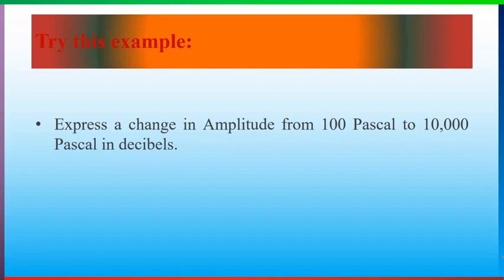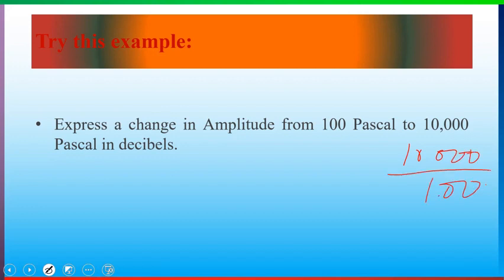So how will we be able to simplify it? First of all, we will have to make the ratio, and the ratio will be formed by final amplitude divided by initial amplitude. So final amplitude is 10,000 and initial amplitude is 100. So 10,000 divided by 100. Here we can see two zeros are crossed out, which means 100. You know the log of 100 is 2, and this change is occurring in amplitude. That's why we'll use the 20 log equation.